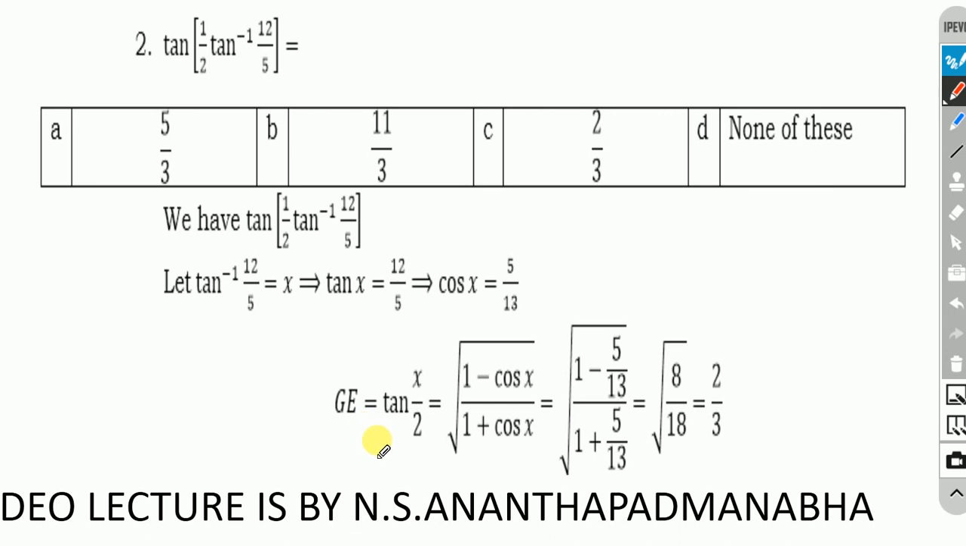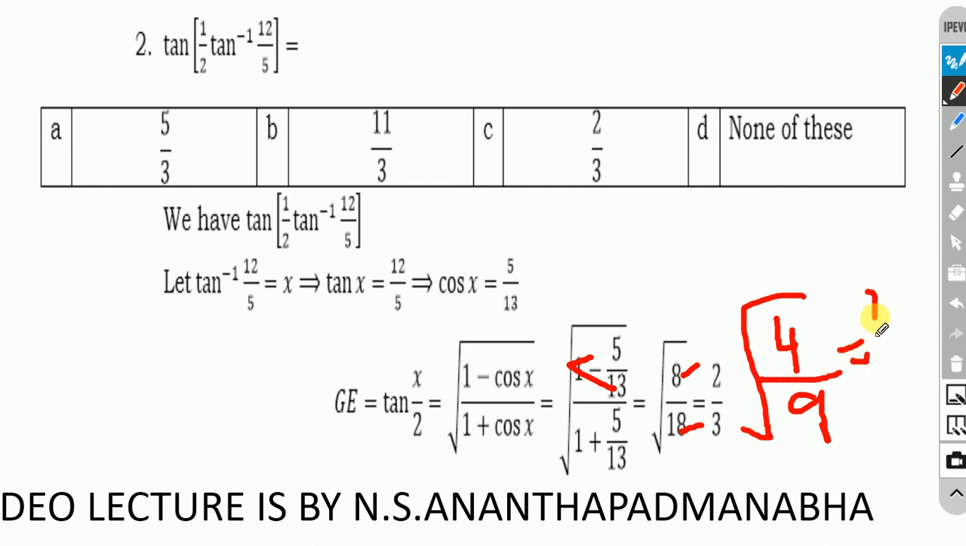So therefore the given expression is equal to tan x by 2. Tan x by 2 is equal to root of 1 minus cos x by root of 1 plus cos x, and here we can substitute cos x as 5 by 13. Upon simplification, 13 minus 5 is 8, 13 plus 5 is 18, so it is nothing but 4 by 9 under square root, which is equal to 2 by 3. So option C is the right answer for this question.